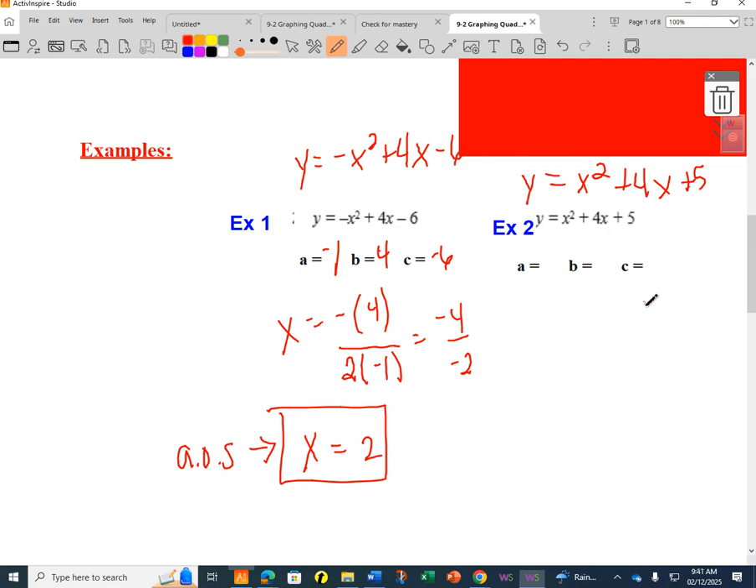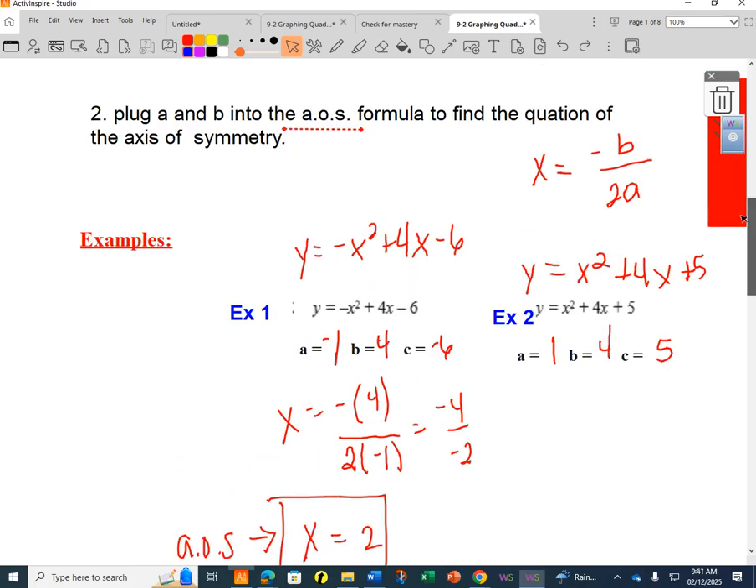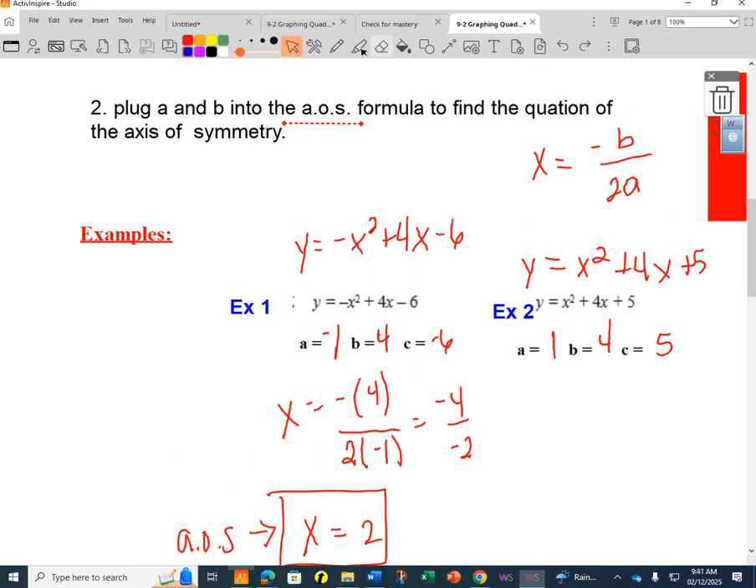So what's your a, Jeremiah? 1. Perfect. What's your b, Jacoy? 4. Good. What's your c, Brandon? Nice. So once we do that, all we have left to do is plug it into the axis of symmetry formula.